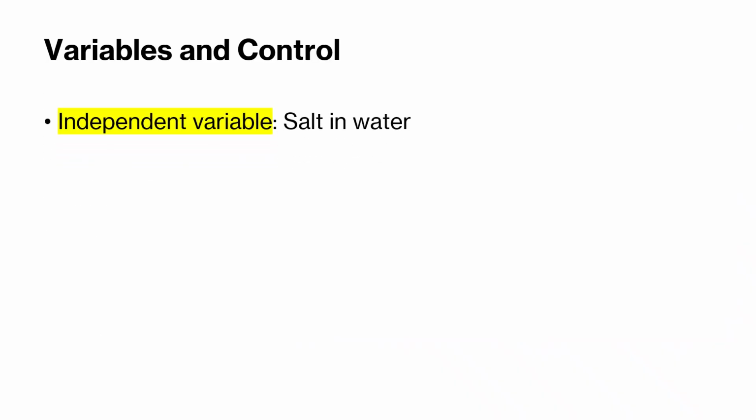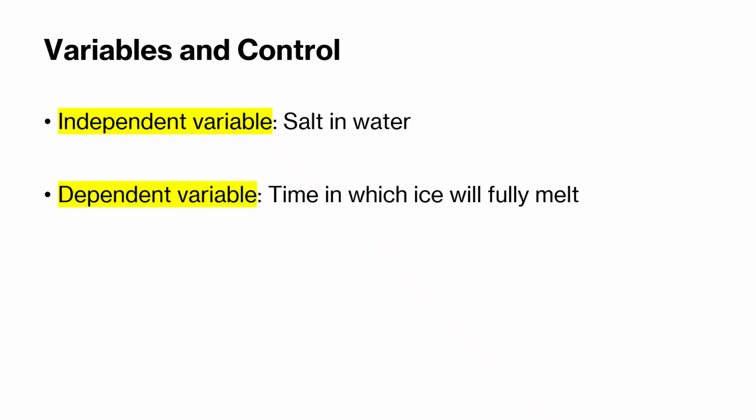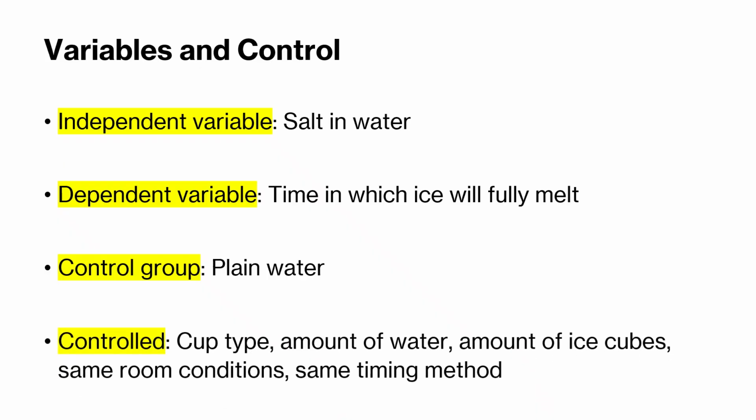Variables and control. My independent variable will be the amount of salt in water. Dependent variable will be time in which ice will fully melt. The control group will be the plain water. And controlled will be the cup type, the amount of water, amount of ice cubes, same room conditions, and same timing method. This will all be the same.